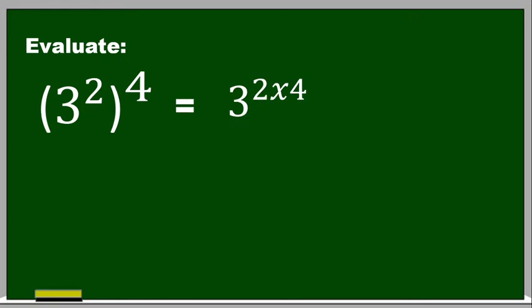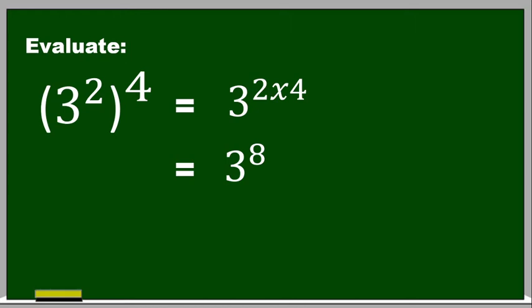For instance, if we are going to evaluate 3 raised to the second power, and it is still raised to the fourth power, it is raised to another exponent and that is 4. So what you are going to do is multiply 2 and 4. So that becomes 3 raised to 2 times 4 and the product is 8. Therefore, your final answer is 3 raised to the 8th power.